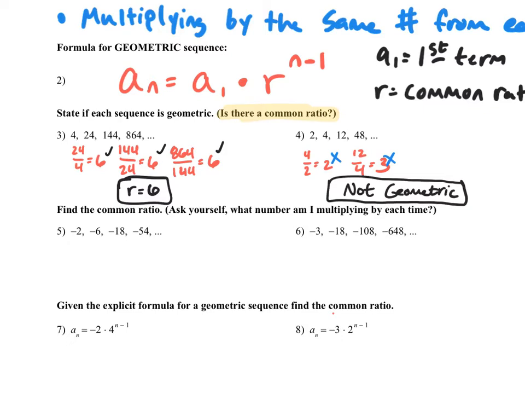Remember, geometric is all multiplication. All right. Next one. It just says, hey, find the common ratio. Well, if it is asking you to find the common ratio, then that means that this is geometric, correct? All right. So, same idea.